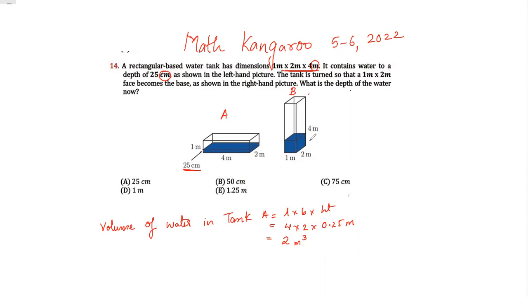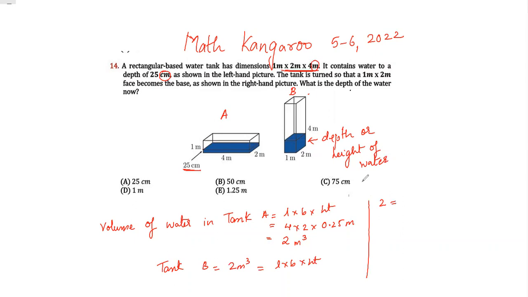Now what will happen is the volume of the water remains the same. It's only the dimension which has changed. So we don't know the height or the depth of the water. The depth or height of water is to be known. So the volume remains the same for tank B as the water volume is same. So we write 2 meter cube is equal to length into breadth into height. So we say 2 is equal to 1 into 2 into the depth of the water.